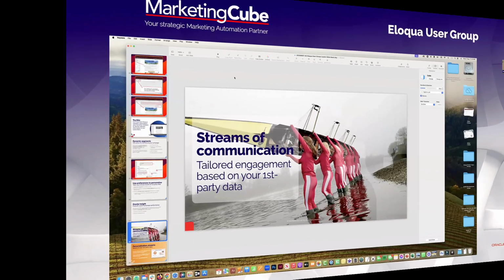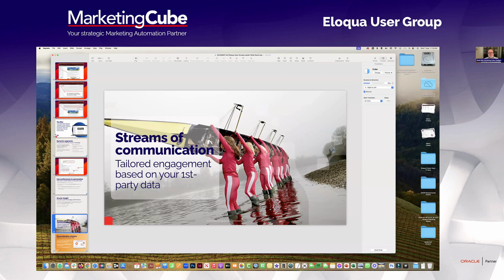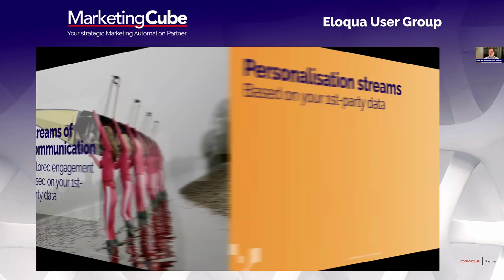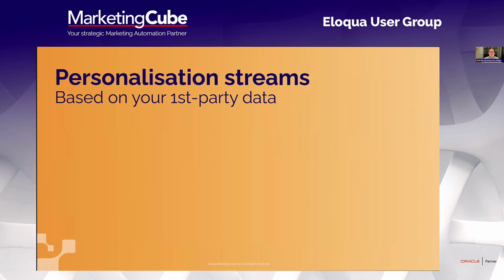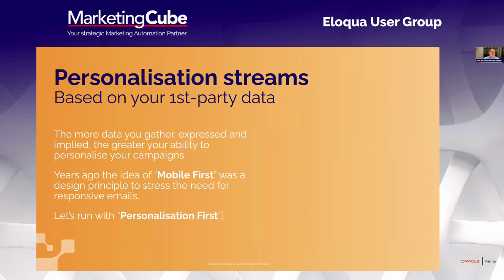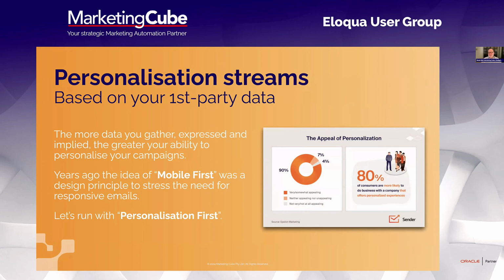Okay. All right. The next thing we wanted to talk about, carrying this little Olympic theme through from a visual point of view, was streams of communication and really using that first party data to tailor the engagement that you've got. So let's have a look. Personalization streams based on your first party data. Of course, the more data you've got, the better chance you have of actually personalizing campaigns.